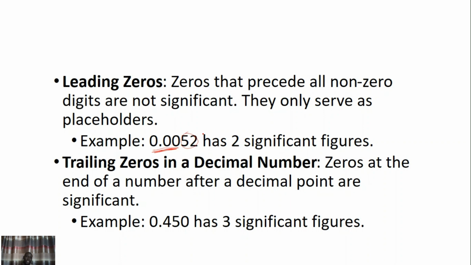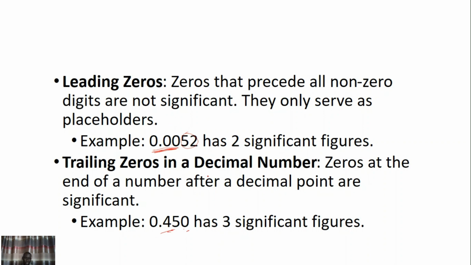Trailing zeros, that's zeros that come after the end of a number after a decimal point. Trailing zeros in a decimal number, that's the zero at the end of a number after a decimal point, are significant as seen here. You see this zero comes after the end of the number, so this zero is significant. Therefore, this is three significant figures.